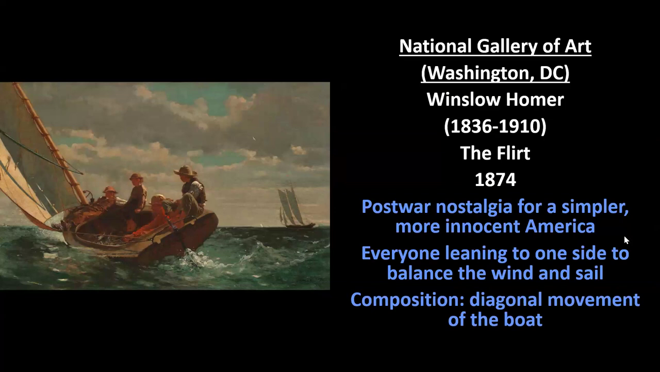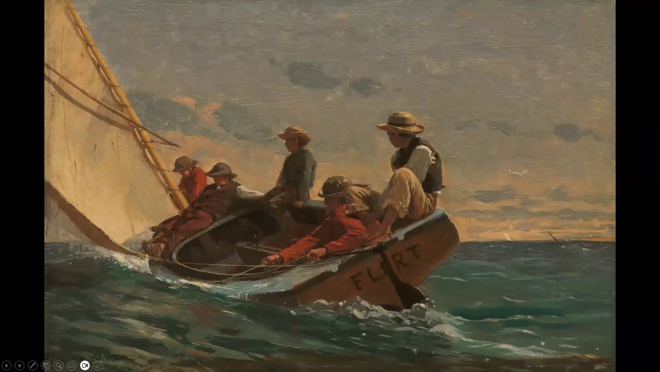But again, to keep going back to this theme, this post-war nostalgia for this kind of simpler, more innocent America. Everyone's kind of leaning to one side of the ship because if you've ever been on a sailboat, if it catches the wind a certain way, it can easily tip over. So you have to use your body weight to kind of keep things balanced, so to speak, or in equilibrium. It's interesting though that he has this kind of diagonal movement with the sail and the boat. Yeah, there's a sense of energy in both of them, even though one looks calmer.